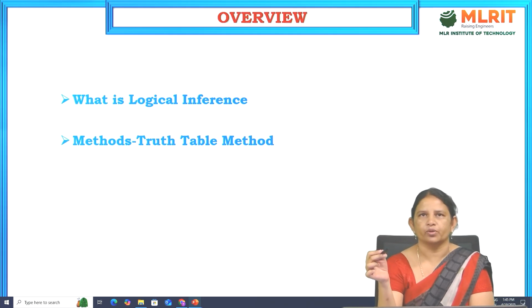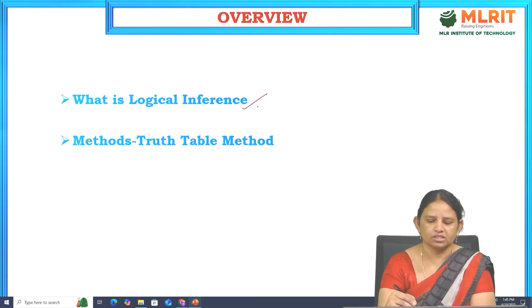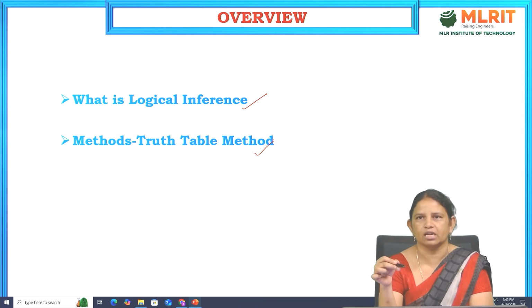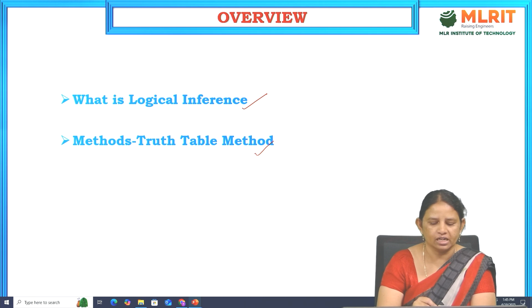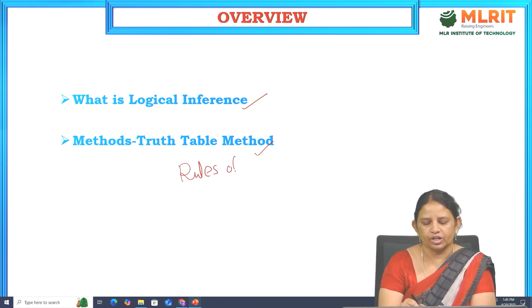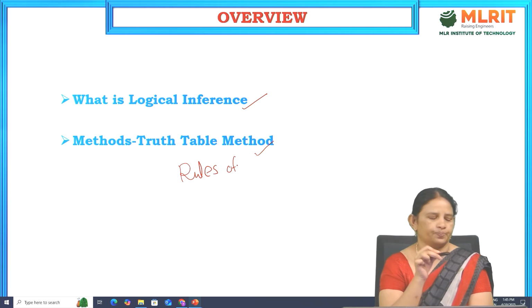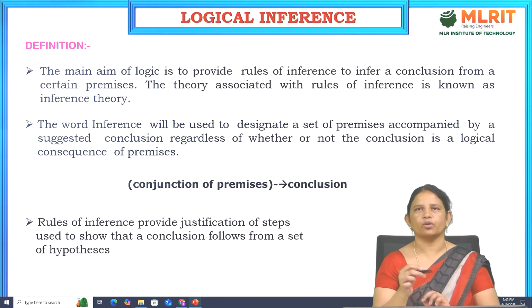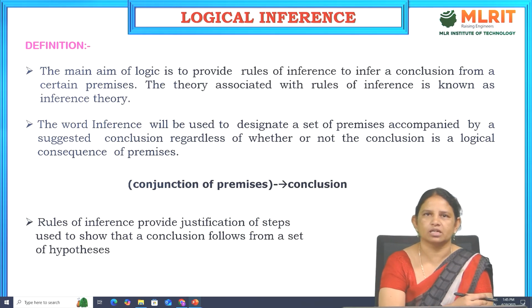So, what we are going to discuss: what is logical inference, and what are the methods to solve it. There are two methods to solve logical inference. One is the truth table method. Another one is applying the rules of inference to derive the conclusion. In this video, we are going to discuss what is logical inference, and also what is the truth table method.